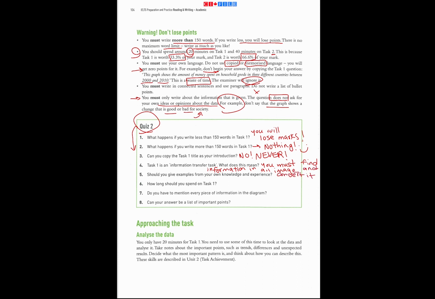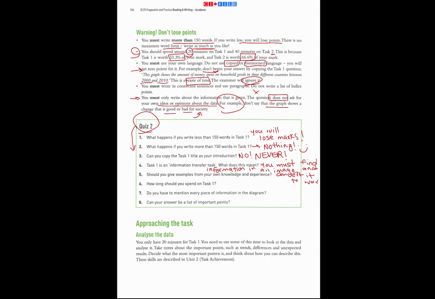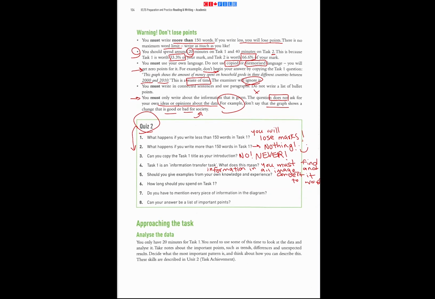Question 5. Should you give examples from your own knowledge and experience? No. Task 1 does not ask you to do that. You will not get a good mark. Question 6. How long should you spend on task 1? The answer is 20 minutes.